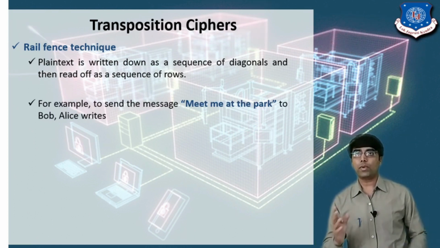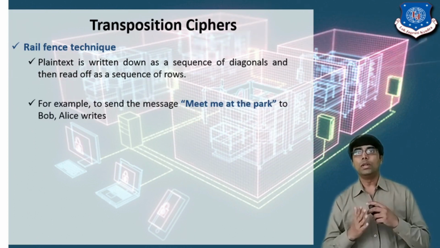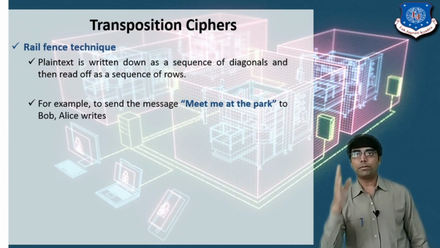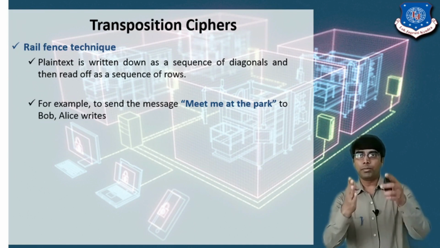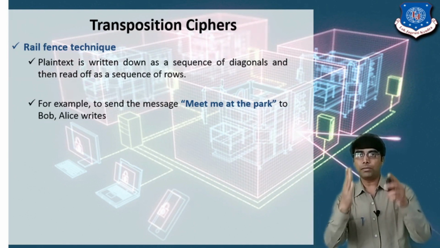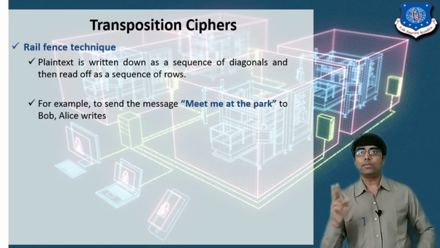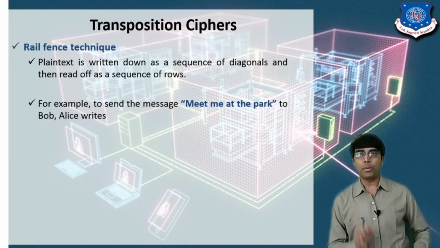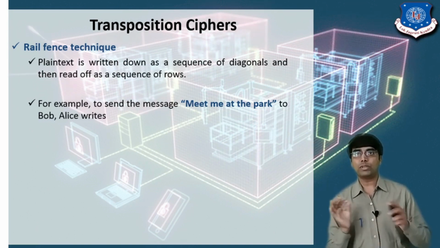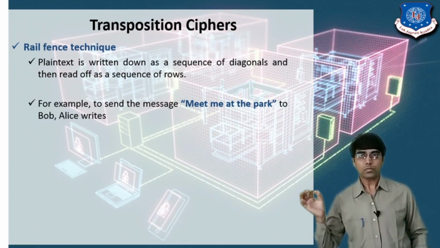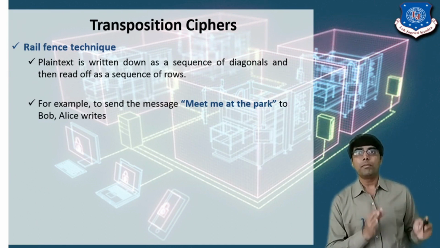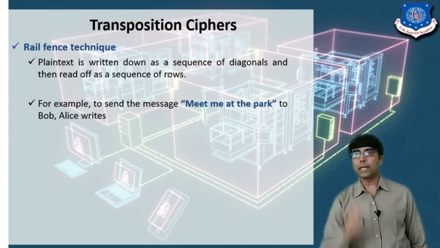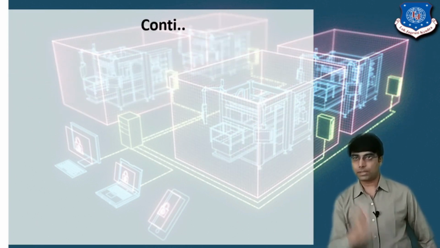Now let's take one example to clear this idea, how to write down the letters in a diagonal fashion. The message to encrypt is meet me at the park. Here we are considering two users, Alice and Bob. Alice wants to send one message to Bob. So Alice first writes the message meet me at the park. Now Alice does the encryption using the rail fence technique. Let's see how.